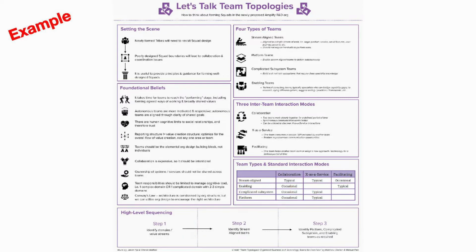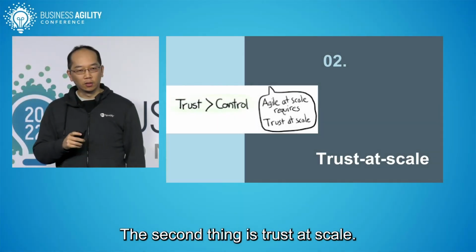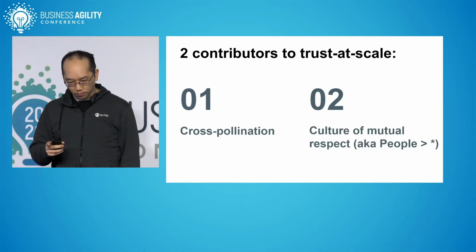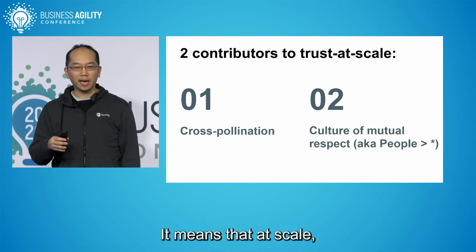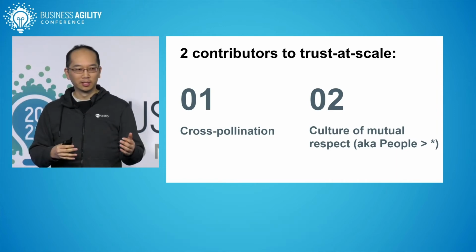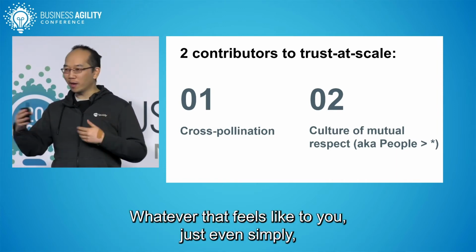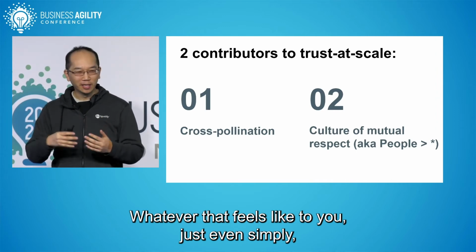Okay, the second thing is trust at scale. By trust at scale, I guess it's kind of straightforward. It means that at scale, for your entire organization, people trust each other. And I'm not going to say more than that. Whatever that kind of feels like to you, even simply, that's what I'm talking about.